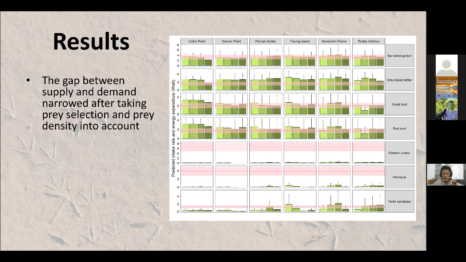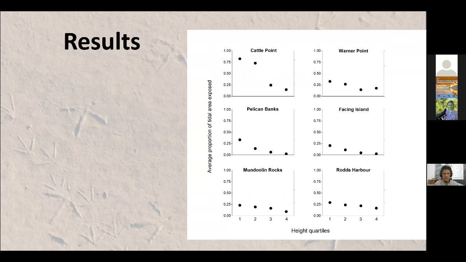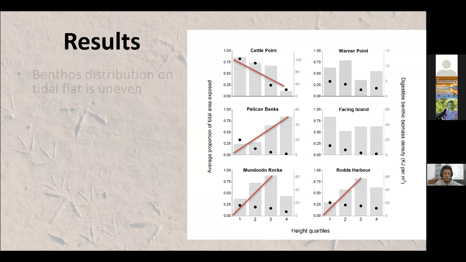So what happened is that after taking intake rates into consideration, the match between supply and demand is a lot smaller. What it means is that the area is actually functioning quite close to carrying capacity, and is potentially vulnerable to future impacts. And given there's a limited amount of time, I will jump to the conclusion instead.